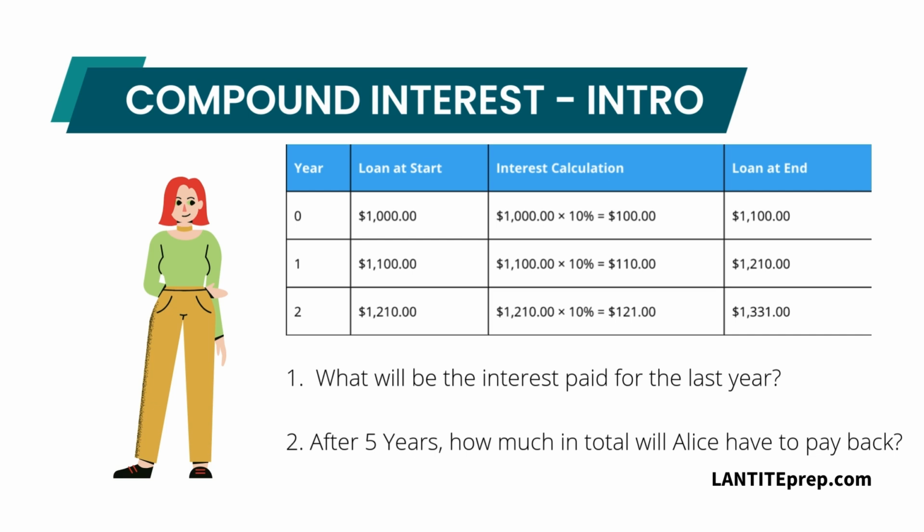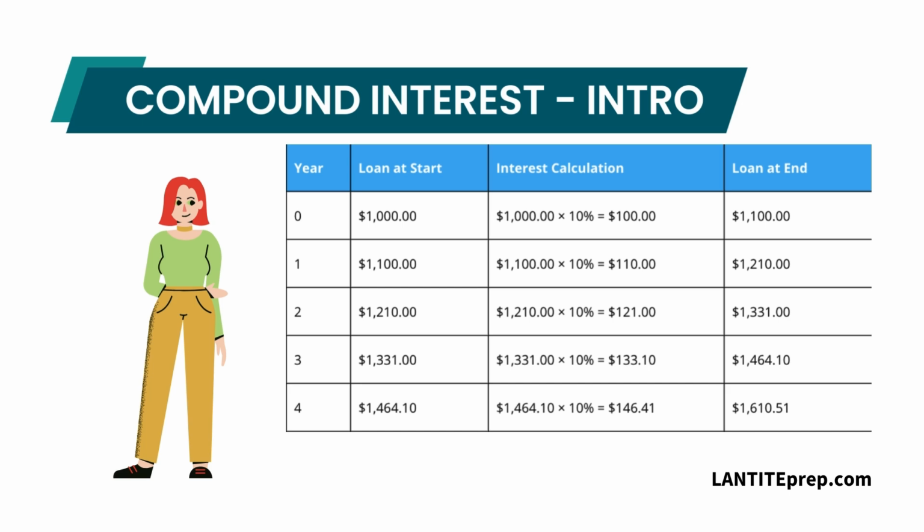Alright, excellent. Let's have a look. Let's answer these. First, what will be the interest paid for the last year? That is $146.41. And after 5 years, how much in total will Alice have to pay back? That is $1,610.51.